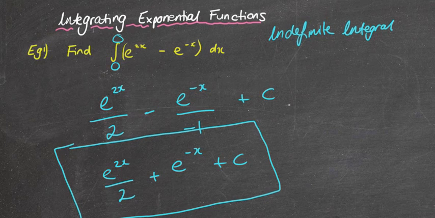You could even write it, if you wish, as a half e to the 2x plus 1 over e to the x plus c. That's just a different way you could write that particular function. A half e to the 2x is the same as e to the 2x over 2. They're the same thing, and obviously you should know that e to the negative x is the same as 1 over e to the power of x.